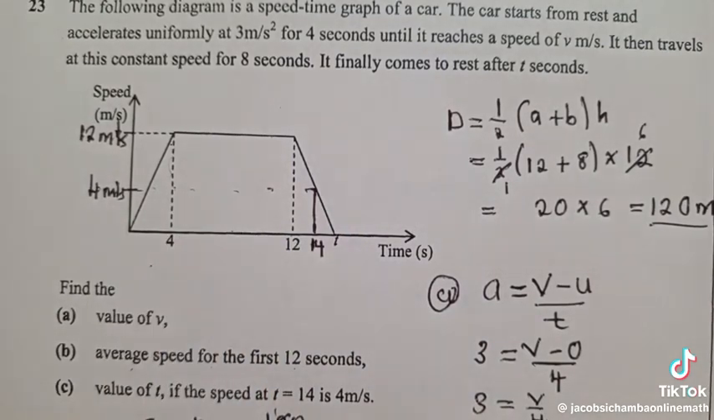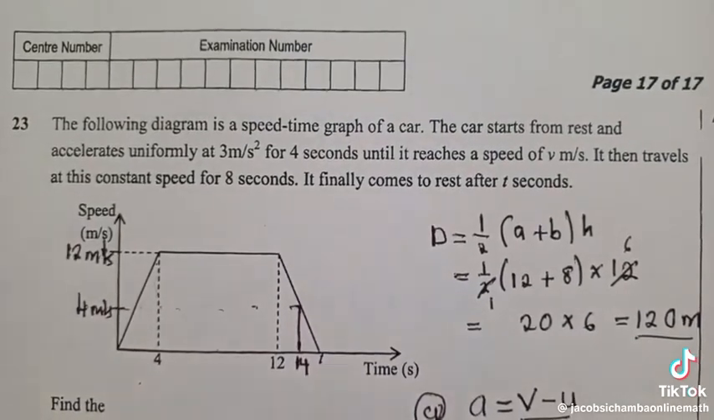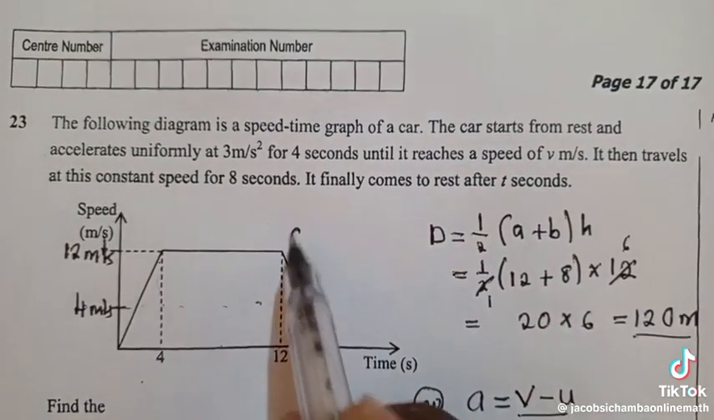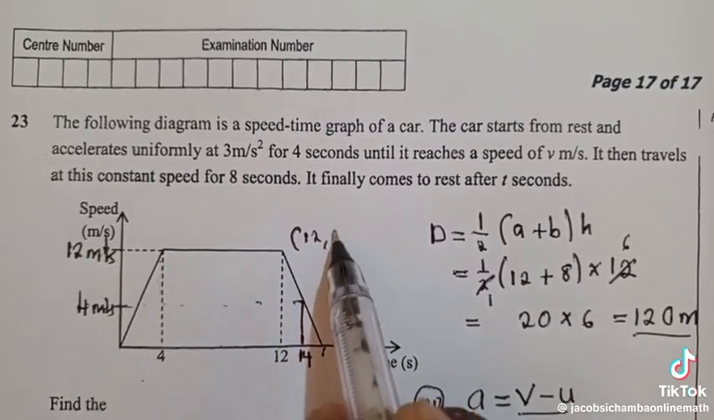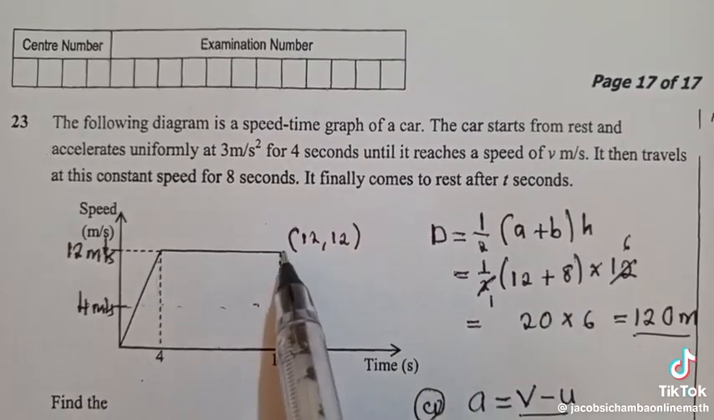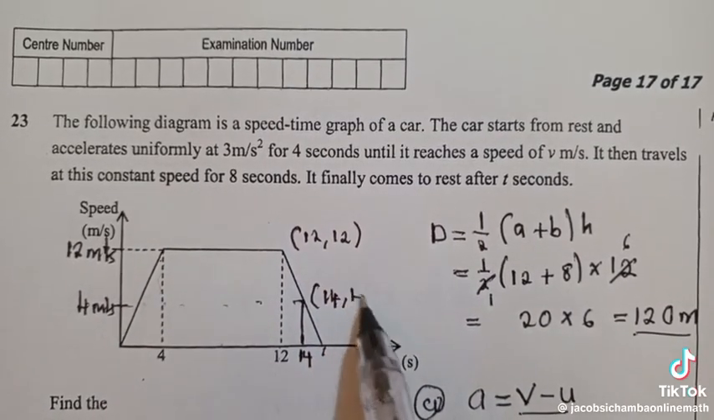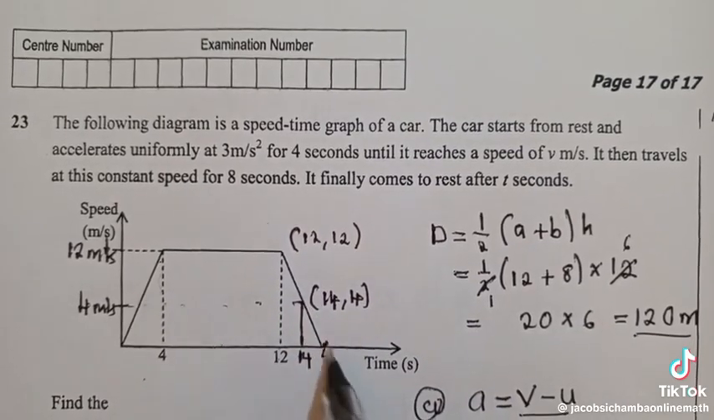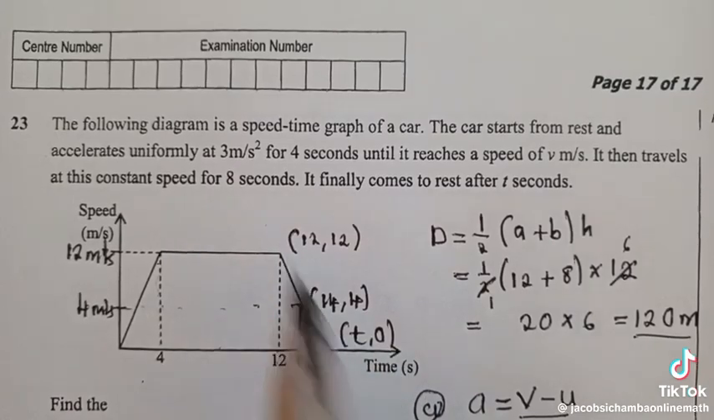So how do we get to find the value of t? So what we'll basically do here, we'll pick the coordinates. Okay, we are going to use the gradient formula. We pick the coordinates. So here the x is 12, comma, the y is 12. So this is 12, comma 12. Here it's 14, comma 4. Okay, you can see here it's t, comma 0. So I've picked the coordinates.